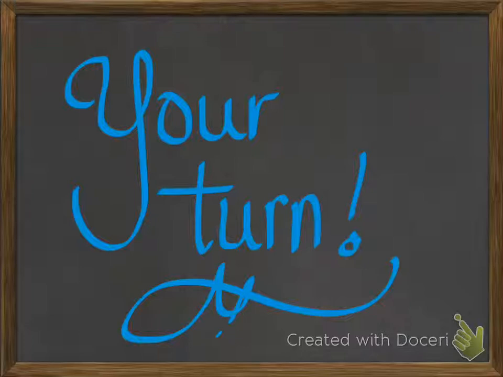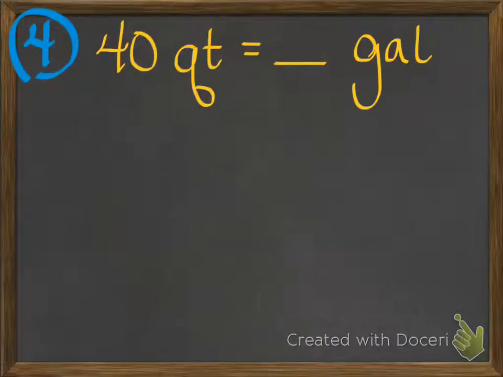Okay, so now it's your turn. Number 4, 40 quarts equals how many gallons? You're going from a smaller unit, quarts, to a larger unit, gallons. Pause the video, solve the problem, and then check it and see if you got it right.